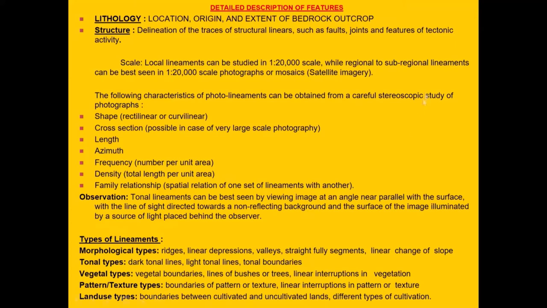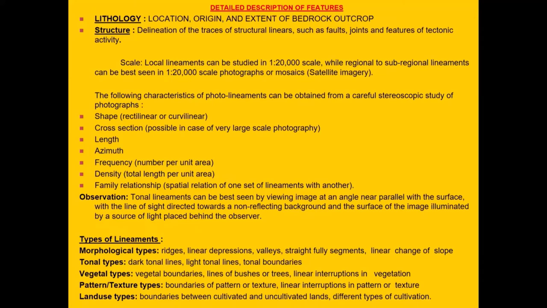So the following photolineament elements are important for stereographic study. Suppose you start with stereographic photographs. What you see is the shape, the cross section, the length, azimuth, frequency, density, and what are the relationships between the lineaments. Why are lineaments important? Because they are linear structures and they quite often indicate underlying weak zones, because any lineament or linear structure present on the surface is basically a plane in 3D. So how big is that plane, what is the extent, how dangerous is the plane, whether it is open, whether it is filled with something or not.